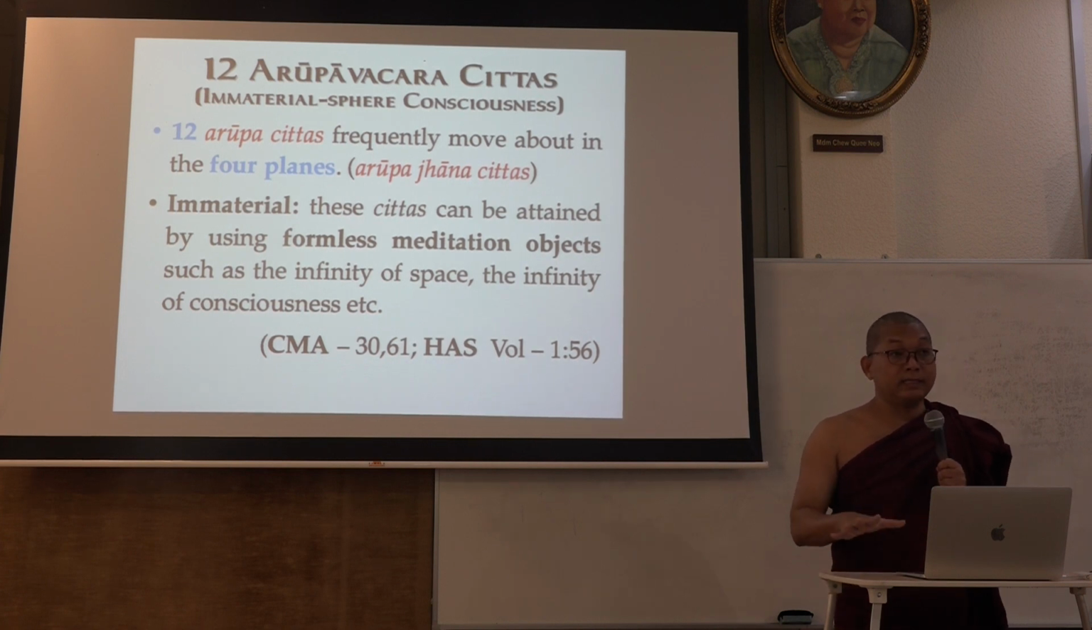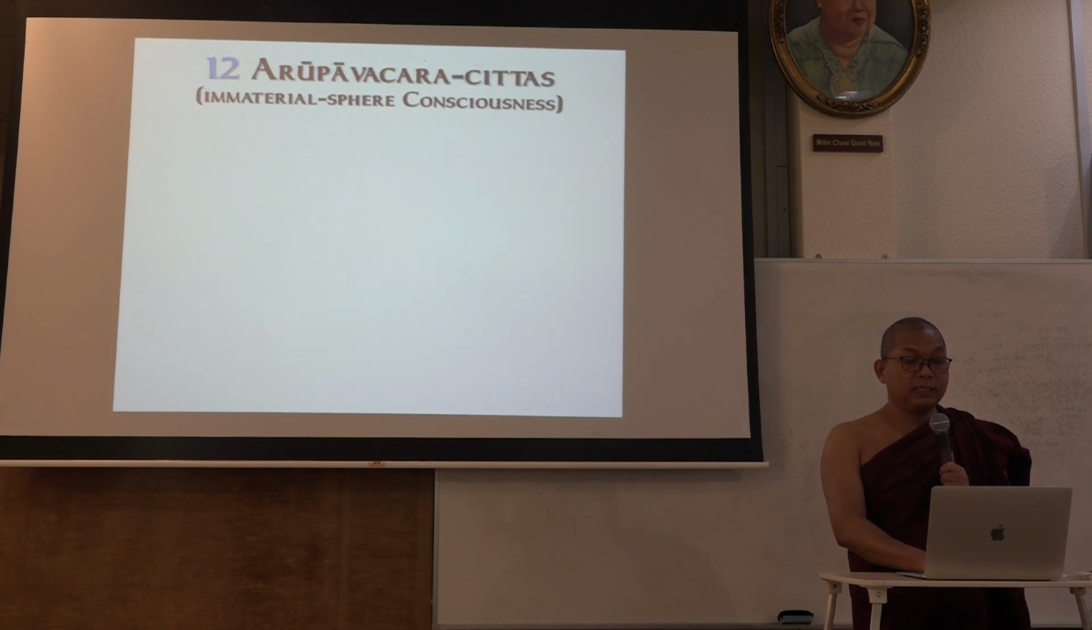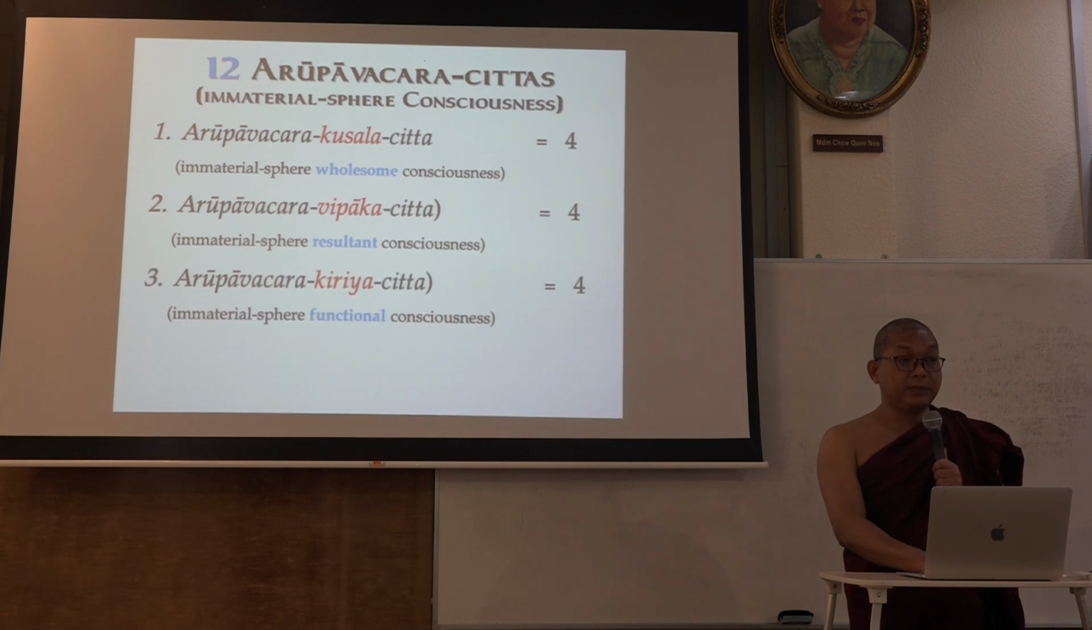Later you will understand more clearly. Your meditation object must not be matter, rupa. It must be a formless meditation object, like space. Space is formless, and consciousness is formless, not a rupa, right? Therefore, we call it arupa, immaterial. So here we will have four arupa kusala chetas, four vipaka chetas, and four kriya chetas. Altogether 12, right?